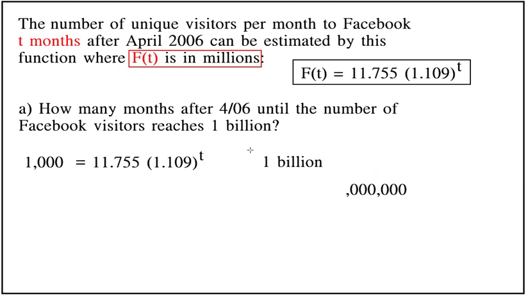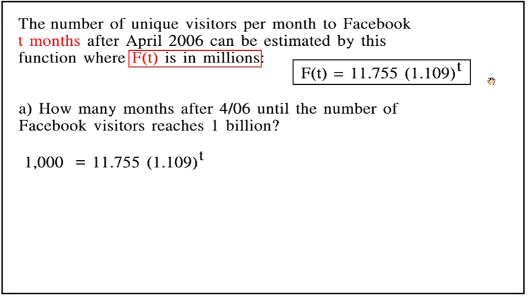We want the output to be 1,000 because we are talking about 1,000 million, which really is a billion. And this is the equation that we need to solve for t. Okay, well, I hope I didn't lose you on that. If I did, I suggest you perhaps listen to it again, or better yet, sit down with a pencil and scratch your head over the fact that the output is in terms of millions.